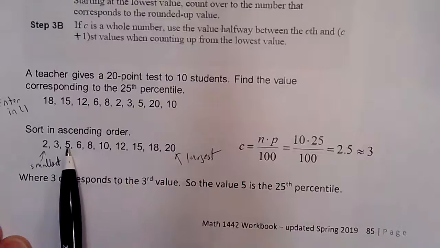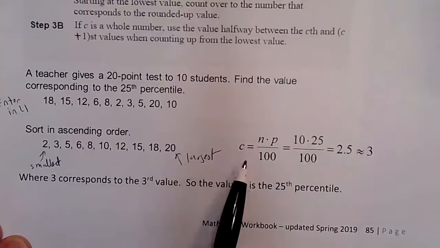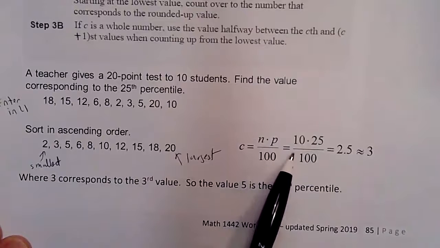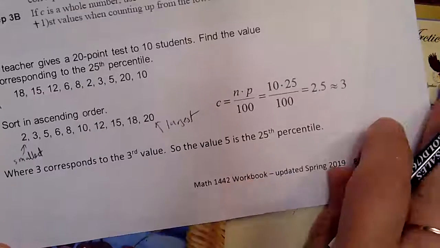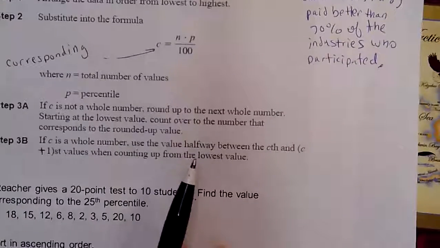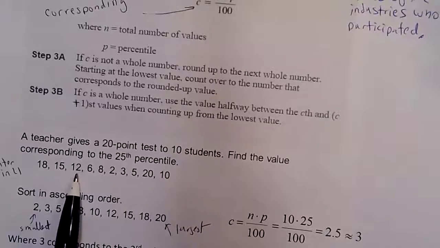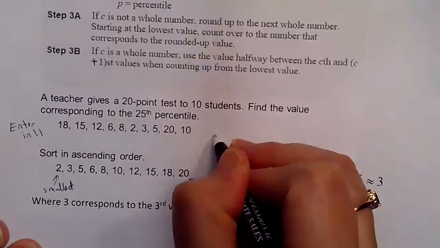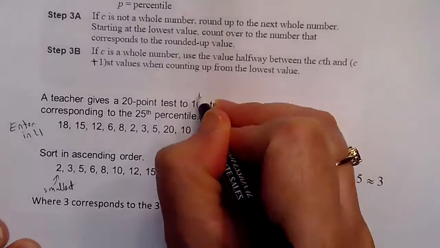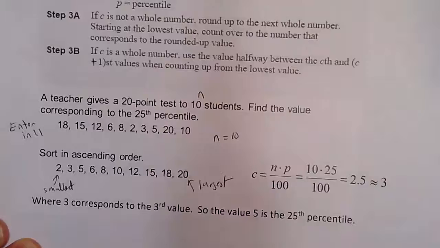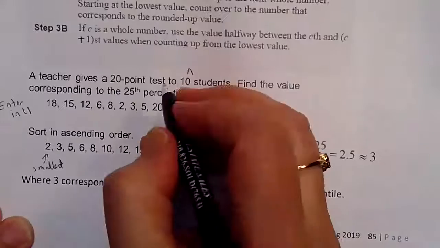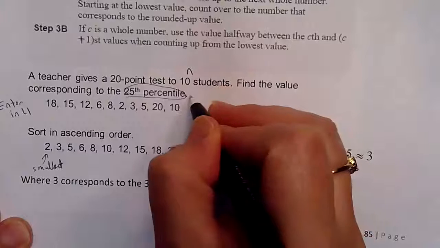So we're putting in order from smallest to largest. Okay, here's our formula. C is equal to N times P divided by 100. N, remember, stands for the total number of values. So I have 1, 2, 3, 4, 5, 6, 7, 8, 9, 10. So N is equal to 10. Here's N right here. P is, remember, the percentile. So P right here is the percentile, and see right here, 25th percentile.